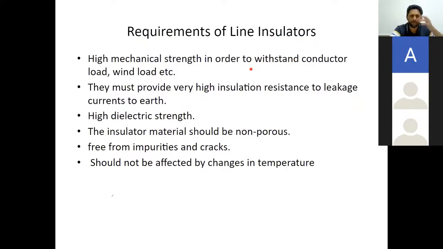You can read through it. Mechanical strength is required because it has to hold. Then it must provide high insulation. Insulation properties are required. Dielectric strength is again about insulation. Then it must be non-porous, meaning there should not be any holes, because if there is a hole, water will go inside and its insulation will be reduced. And it must be free from impurities and cracks. It should not be broken and should not be affected by changes in temperature.